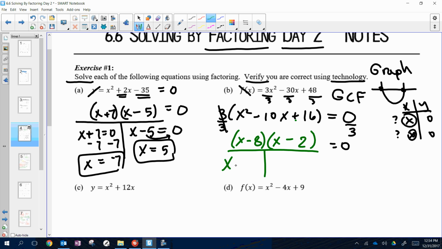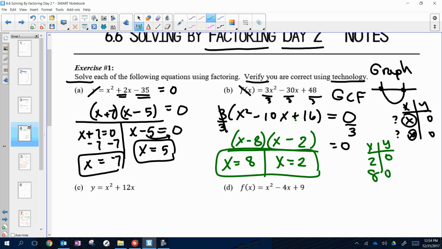Anyways, I get x equals 8 when I add the 8 over to the other side, and x equals 2. 8 and 2 would be my two zeros. On a table, that means that 2 would have a 0 and 8 would have a 0 if I looked at a table. This one is a little different.